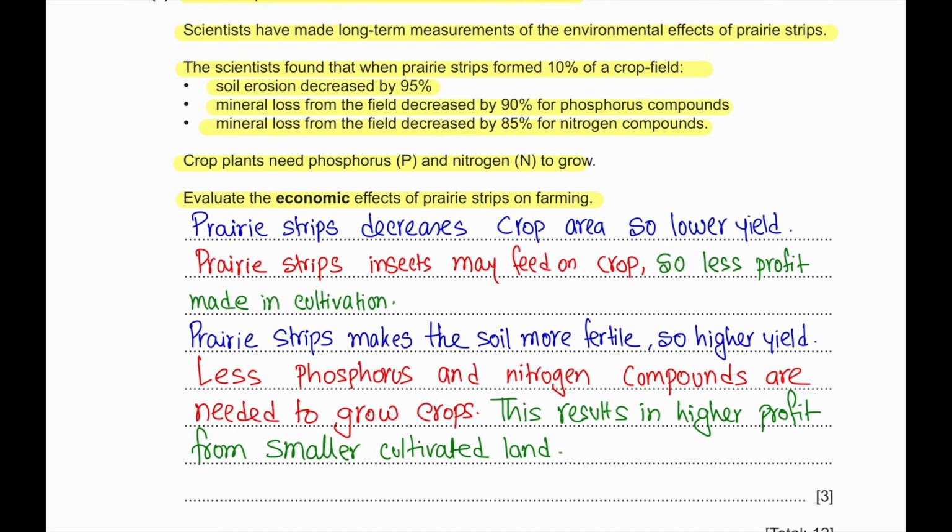Since we are asked to evaluate the economic effects of prairie strips, we have to write both for and against. So we have 3 points for both for and against. You can just choose any of the points that you feel are more suitable for your answering technique, and then you can answer from there.